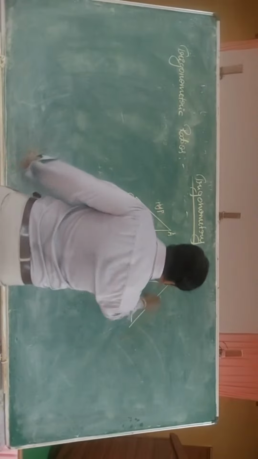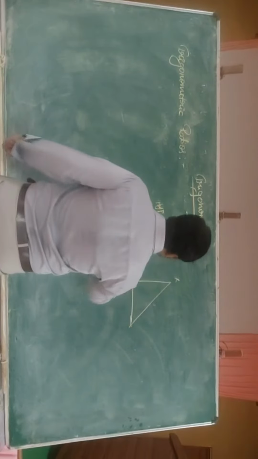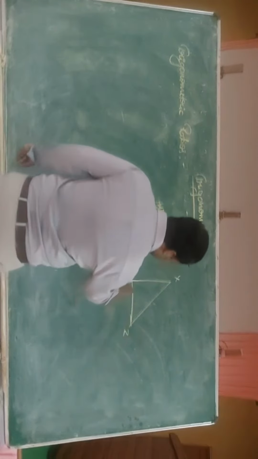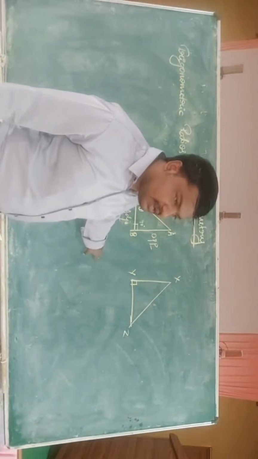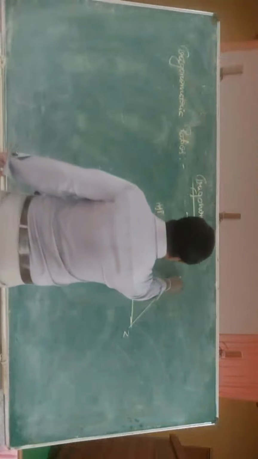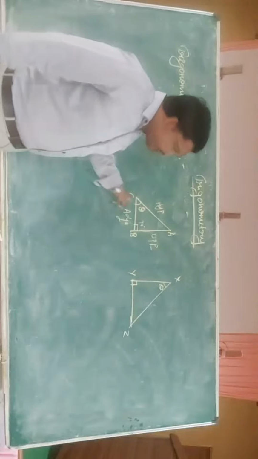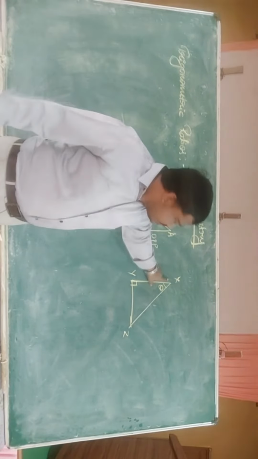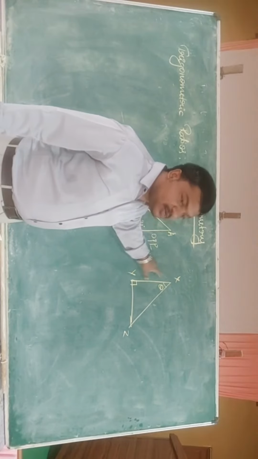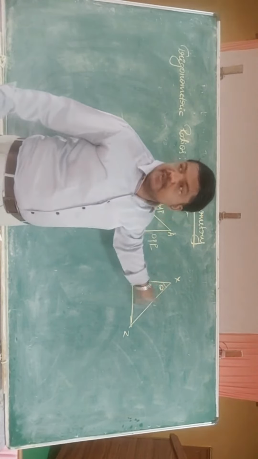One more triangle I have to draw here. The triangle is XYZ, with the right angle at Y. Here the angle is formed at X, at the top, whereas in the previous triangle it was formed at C. So can you tell me which side is the opposite side and which side is the adjacent side?